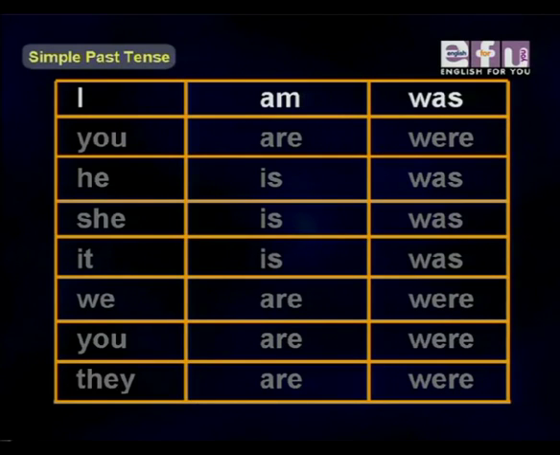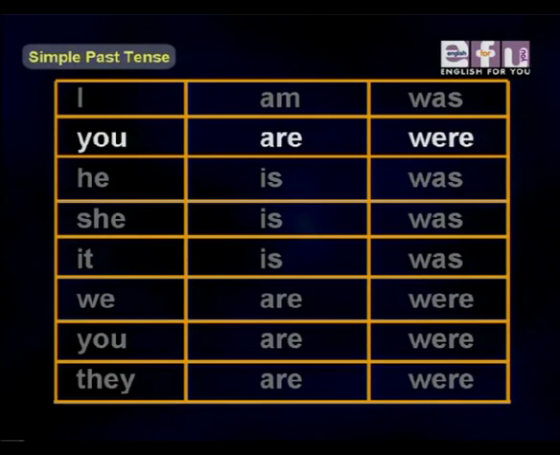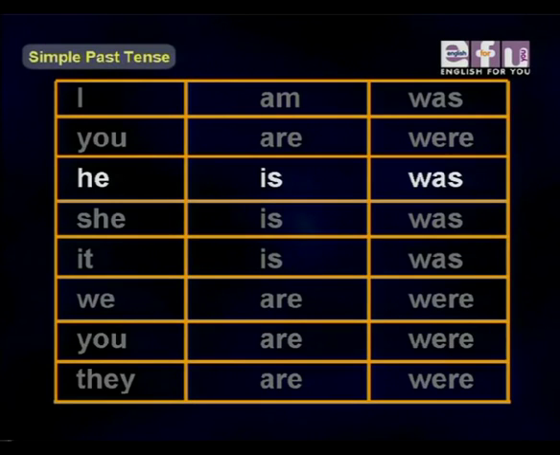So we say, I am. In the past, we say, I was. Okay? Next we have, you are. In the past, you were. So, you are, you were. Now, he is, he was in the past. And of course, she is, she was. It is, it was. Okay? Now, we are, we were. You are, you were. And they are, they were.